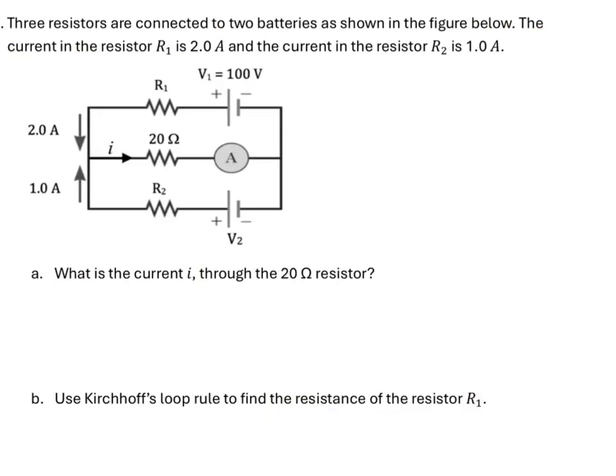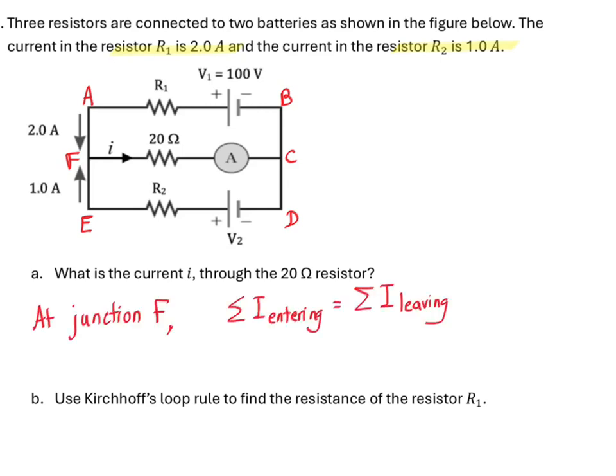Next problem is based on Kirchhoff's loop rule. So let's look at it. Loop rule and junction rule. Let's look at the problem. 3 resistors are connected to 2 batteries as shown in the figure below. The current in resistance R1 is 2 ampere and R2 is 1 ampere. We will just label the loop before solving the problem. It's asking us what is the current through the 20 ohm resistor.